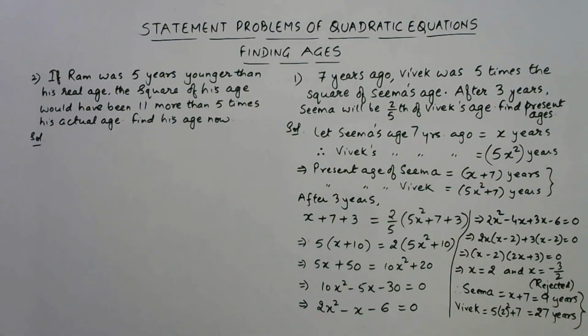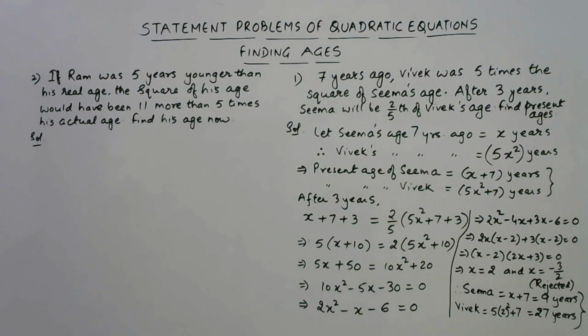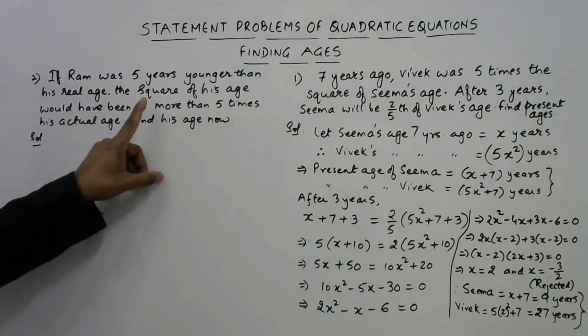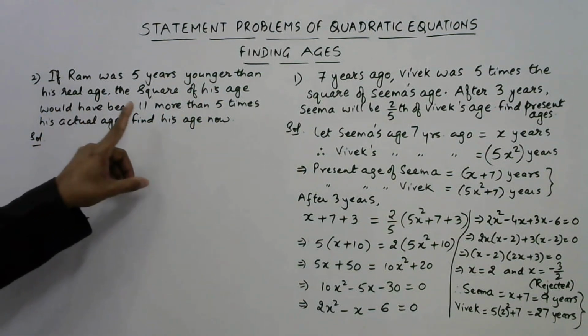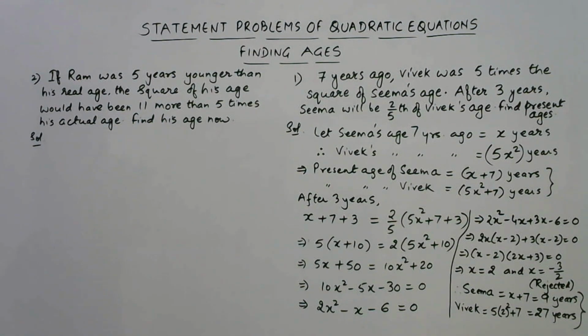So prepare well for this question, and let's now come to the second question. In this question, it is given, if Ram was 5 years younger than his real age, means whatever is his age right now, if he was 5 years less than that age, then the square of his age would have been 11 more than 5 times his actual age. Now we need to find the actual age of Ram.